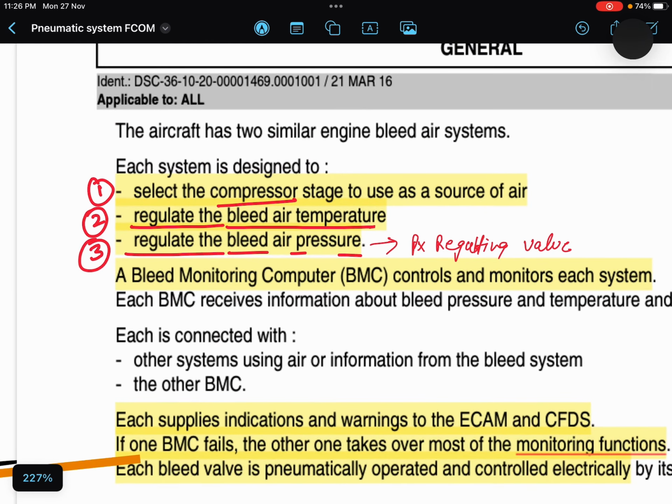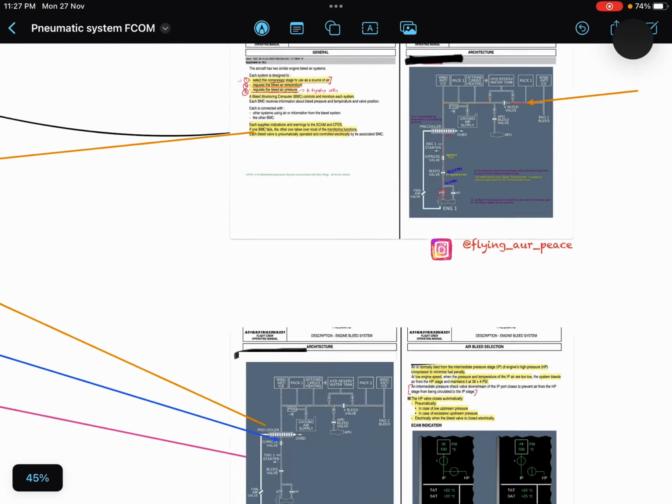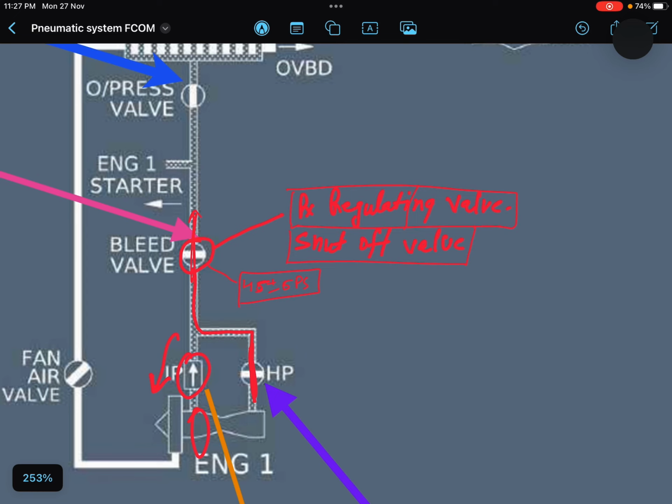Right? We have discussed the first point. It can select the compressor stage to use as a source of air. We have discussed it in detail. We are talking about the regulation of bleed air pressure, how this system regulates the bleed air pressure. So it regulates the bleed air pressure with the help of the bleed valve. Now when this bleed valve has regulated the pressure at around 45 plus minus 5 psi, then further this bleed goes downstream.